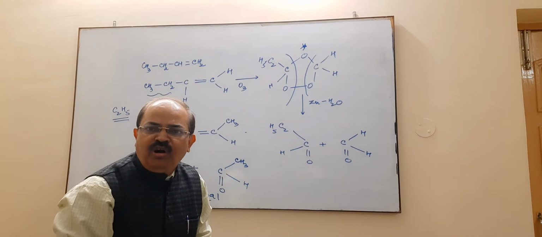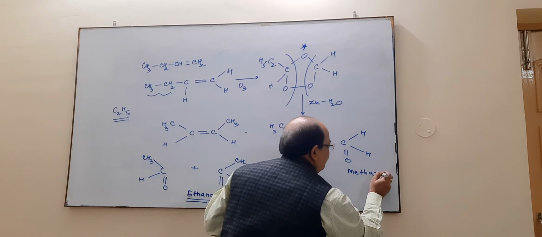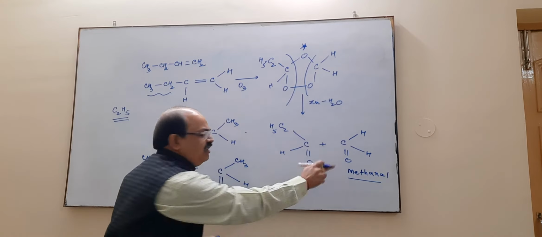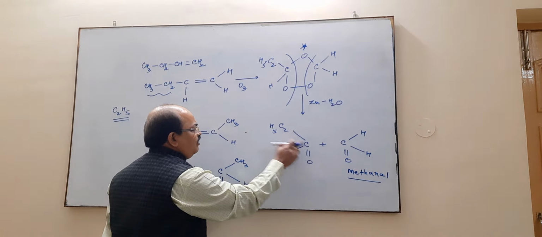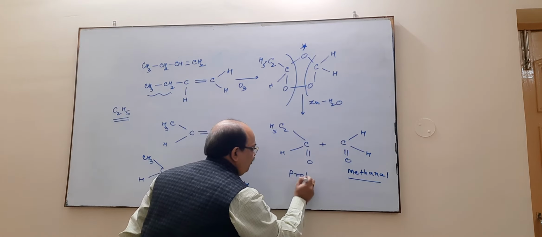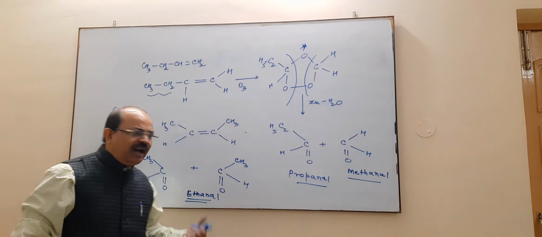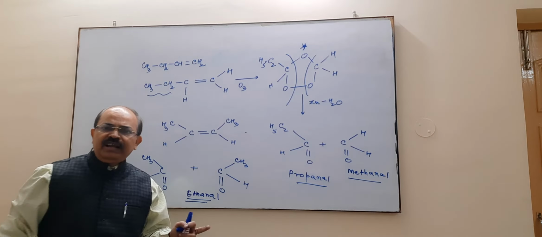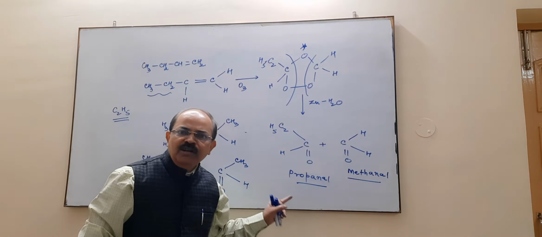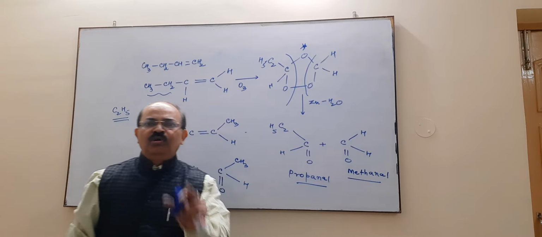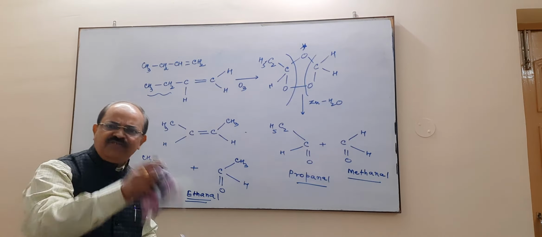HCHO is your formaldehyde; in IUPAC it is known as methanal. Now C2H5CHO is a 3 carbon aldehyde, 1, 2, 3. So this compound is your propanal. So where you did the ozonolysis of but-2-ene you get 2 moles of ethanal, but but-1-ene will give 1 mole of propanal and 1 mole of methanal. Now let us suppose somebody asks you a question.